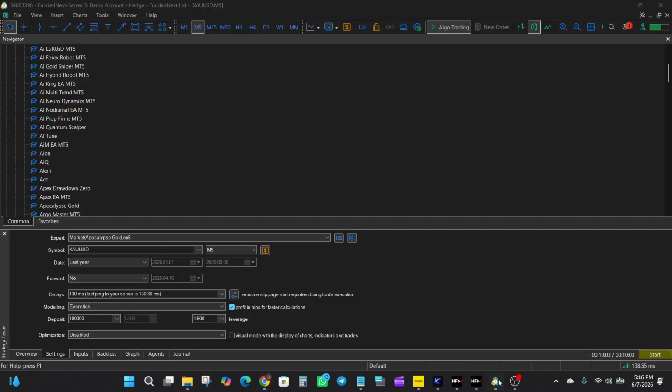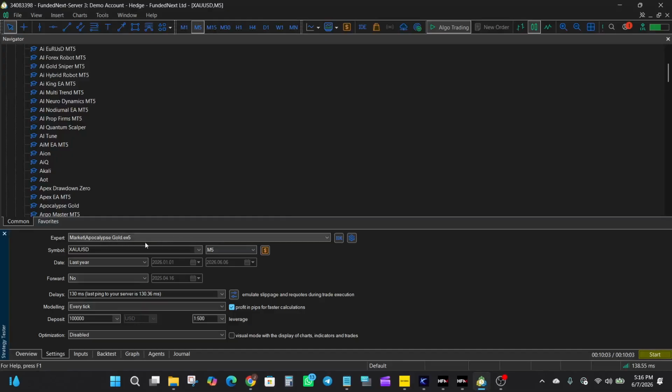All right, so let's just see how the Apocalypse Gold EA performed on XAUUSD on the M5 time frame over the past 5 months and 1 week. You can see from the beginning of this year, 1st January 2026 to 6th June 2026. For the delays, we're using the last ping to the server, we're using the every tick modeling.